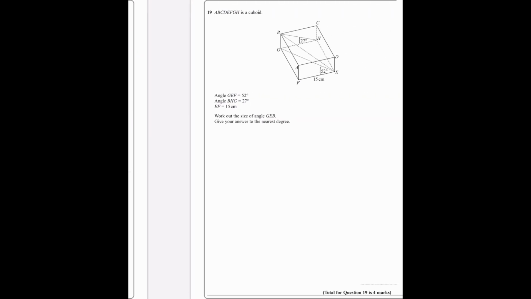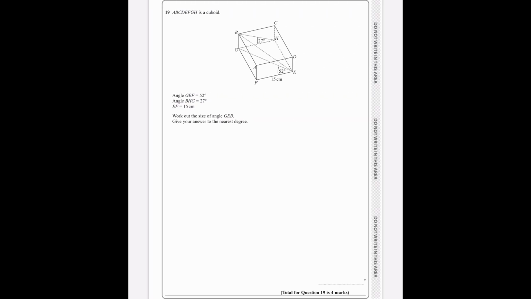Okay, for question number 19, the angle GEB is the one that's inside the shape, so I'm actually going to mark it on there. That's the angle that I'm going to call theta. To find theta, we're going to need two lengths on the triangle BGE. So I'm going to calculate GE and BG one at a time.